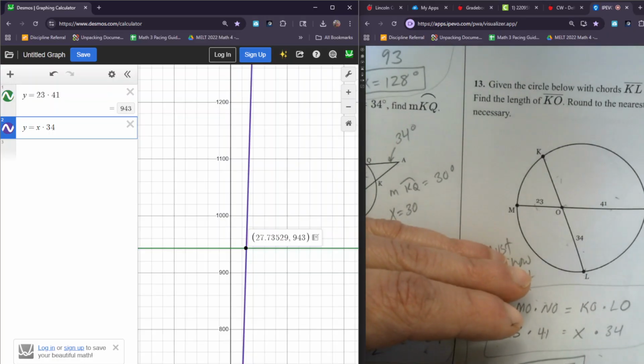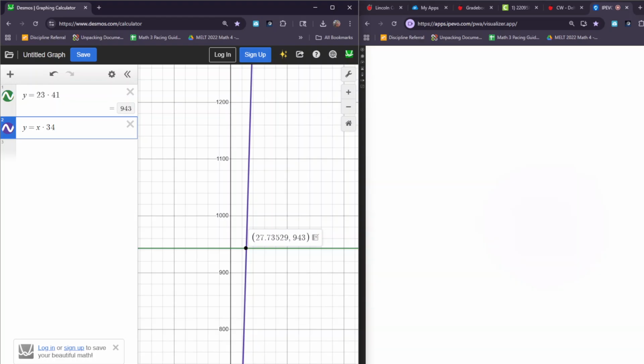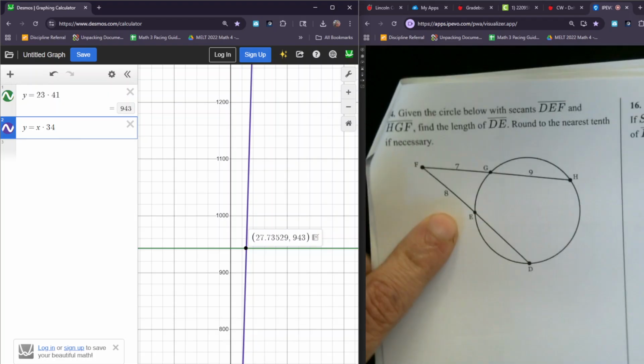All right, on to the next problem. Now, these are two secants, right? Secant.